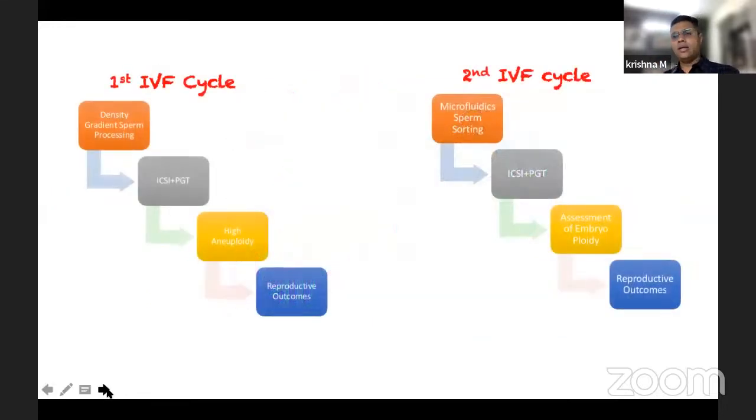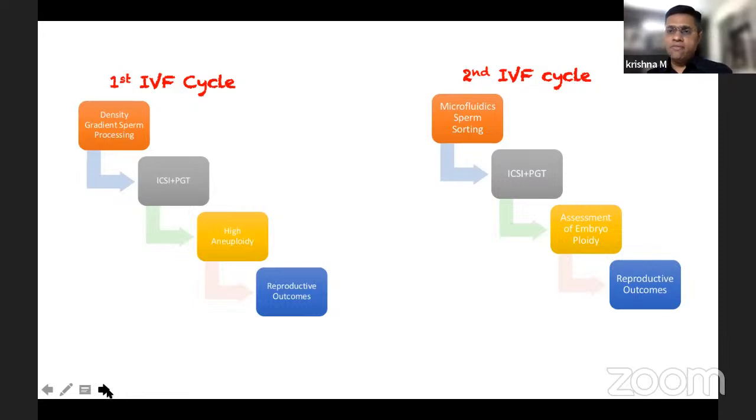Coming to the materials and methods, the group underwent a first IVF cycle where a double density sperm processing method was used. We do not know the indication, but these couples underwent ICSI and PGT-A. They looked at the ploidy status, the euploid embryos were transferred, and reproductive outcomes were looked at. But in this first cycle, these 57 women had an abnormally high aneuploidy rate. It was unexplained, as the author puts it. There wasn't a valid reason they could investigate, and they wanted to see if the sperm was responsible.